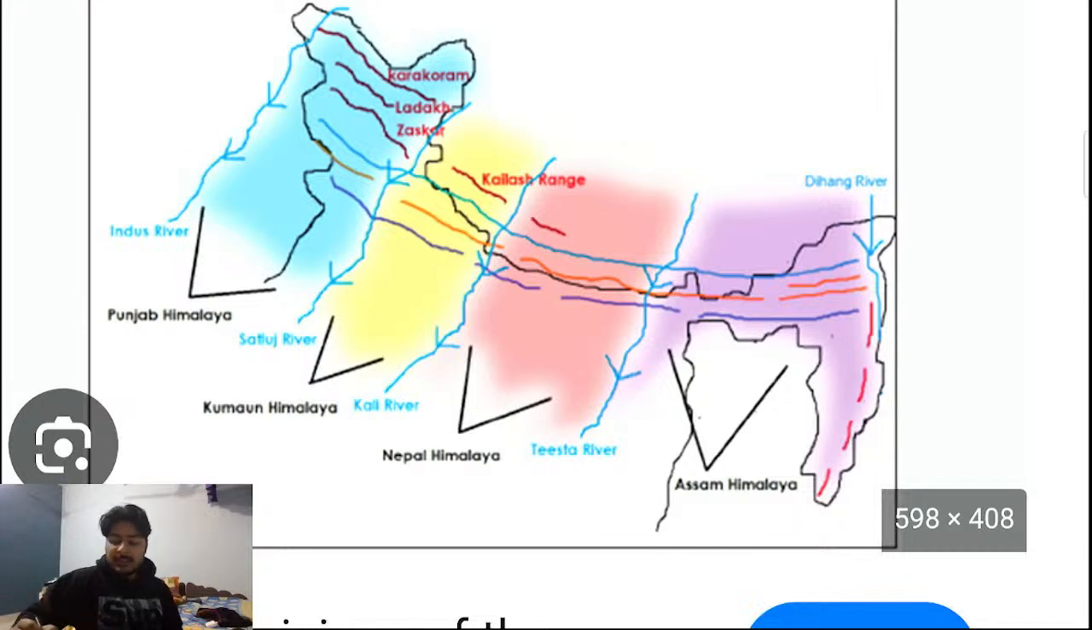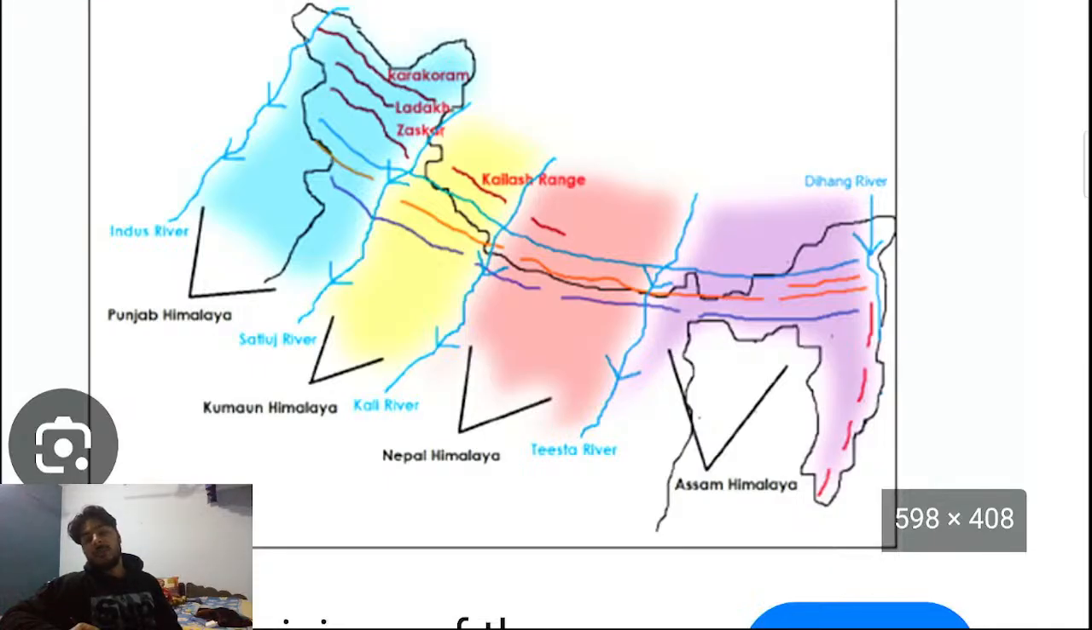Clear? And last is the overall area between the Tista River and Dihang River. It's the Dihang River, which is coming from here, Arunachal. That area is known as the Assam Himalaya. So these are the four classifications of the Himalaya.